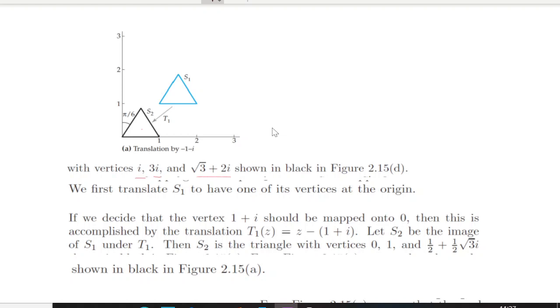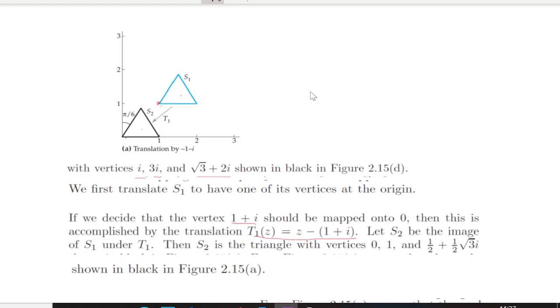We first translate S1 to have one of its vertices at the origin. So first we will translate this to the origin, because any one of these vertices can be taken at the origin. If we decide that the vertex 1 plus i should be mapped onto 0, then this is accomplished by the translation T1 of z equal to z minus that complex number, that is 1 plus i, right?